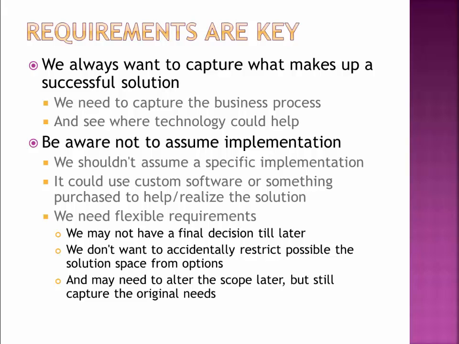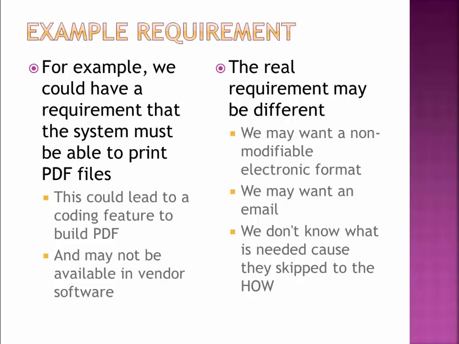And so we want to be able to understand what the original ask is, because we might need to alter things over time as technology changes, as demands change, as needs change. So a good example of this. Let's say we have a requirement out there that says the system must be able to print PDF files. And so this could very easily be you going off and coding a PDF feature. And that's something that you might have said, well, the vendor software doesn't have the ability to print a PDF, and so we have to code this by hand.